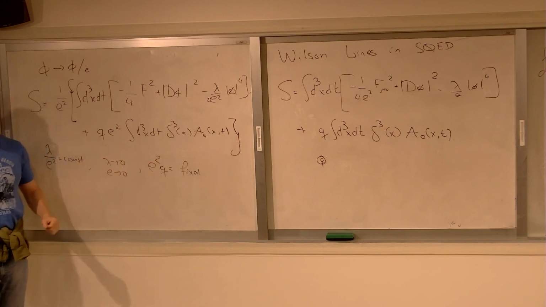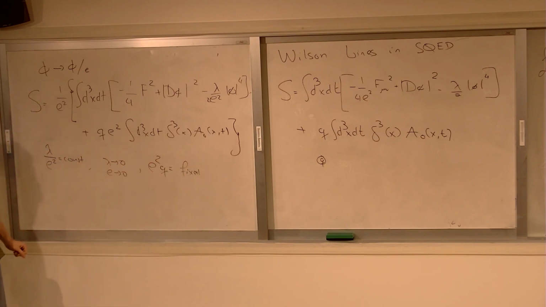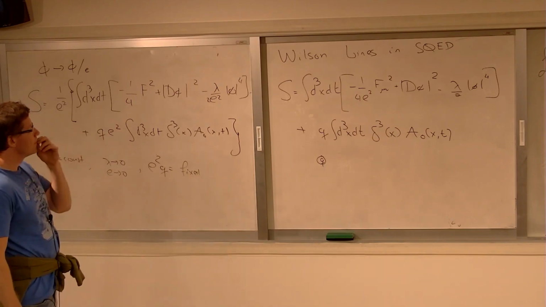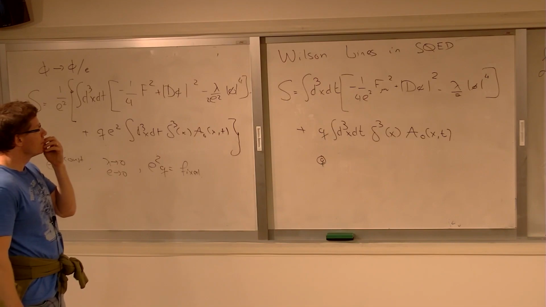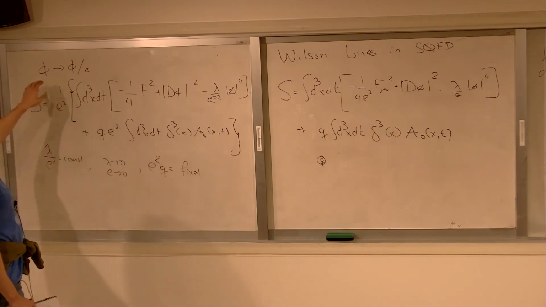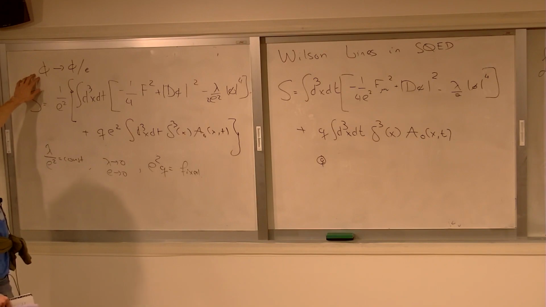Yeah. Don't the lambda need to be times e squared to get the formula you have in the other board? Sorry, what? You need to have lambda times e squared, not divided by e squared. No, I did this change of variables. Oh, okay. Sorry.